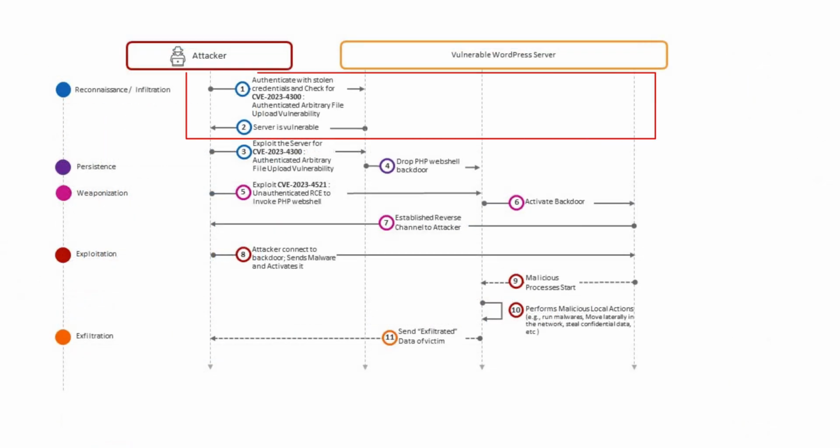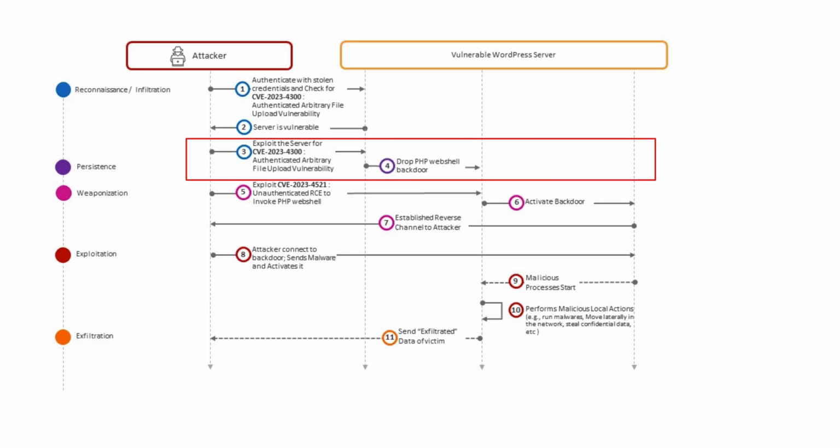At step 1, the threat actor performs reconnaissance to check if the workload is vulnerable to the file upload vulnerability CVE 2023-4300 by authenticating to the WordPress application using stolen credentials. Once the threat actor determines that the workload is vulnerable, they execute the exploit at step 3. The exploit installs a PHP web shell backdoor that helps the threat actor gain remote control of the victim workload.